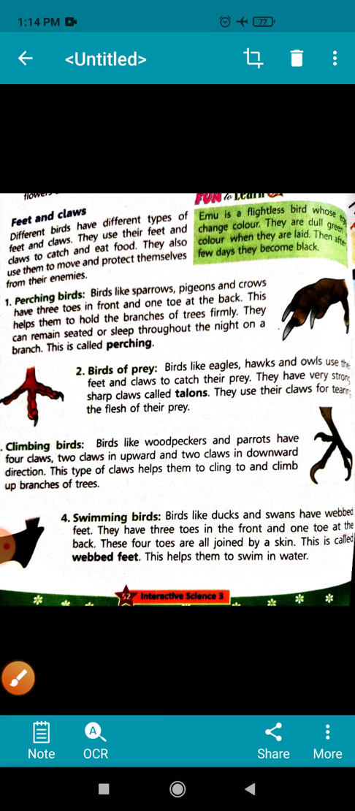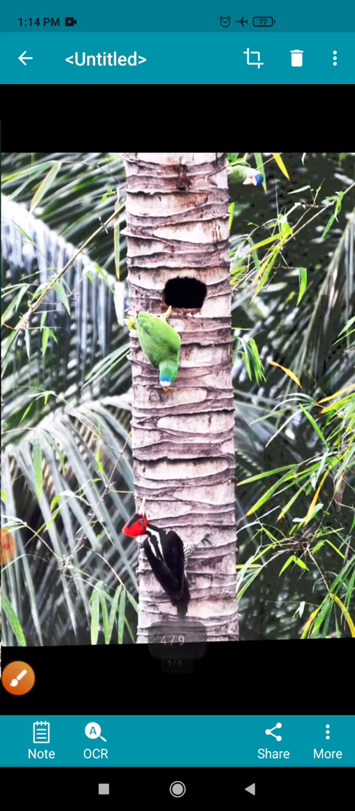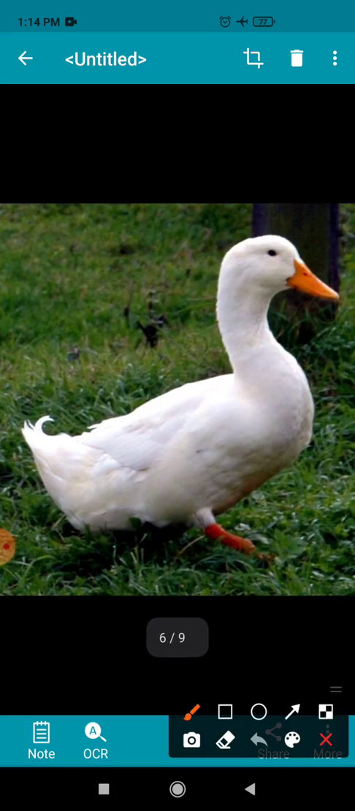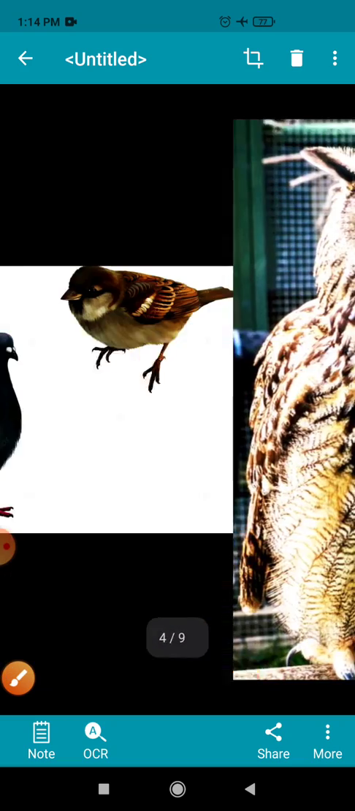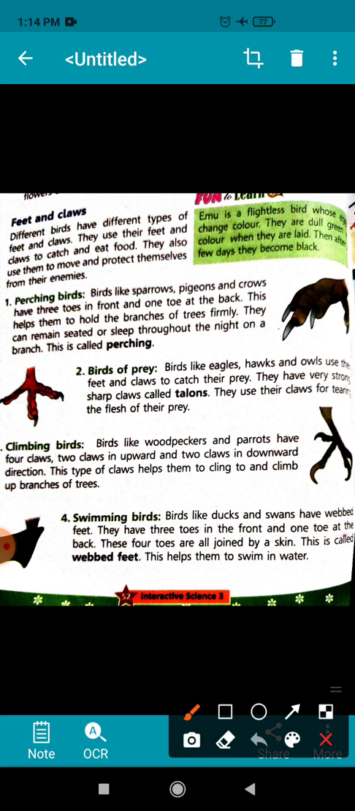Now, fourth type of birds are swimming birds. Children, here you can see the picture of a duck. Duck and swan, they are known as swimming birds. And children, these birds have 3 toes in front and 1 toe at the back. These 4 toes are joined by the skin, and this skin is known as webbed feet.